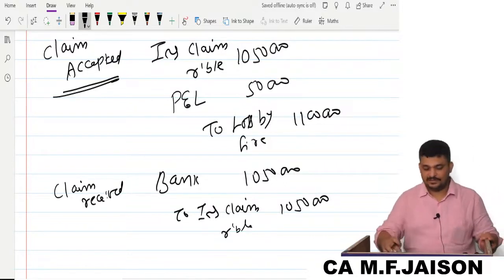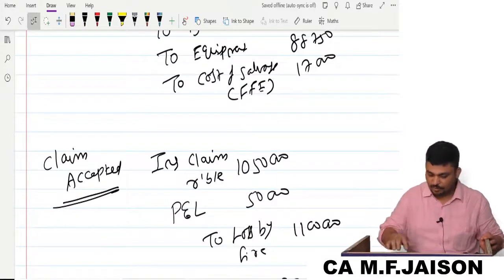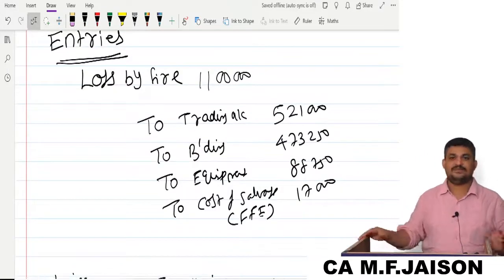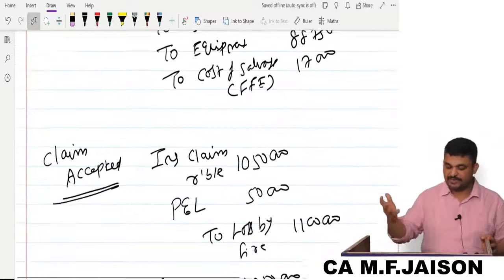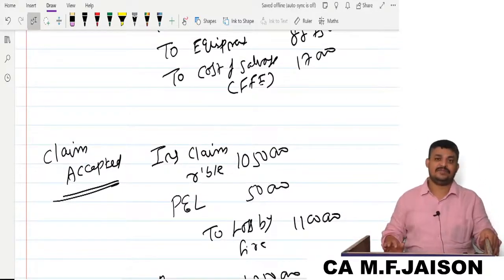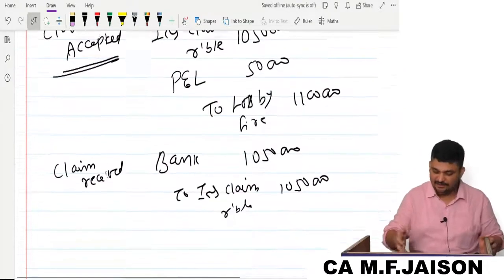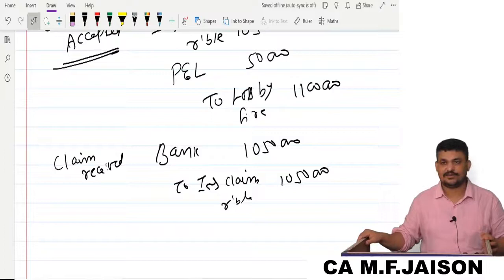This is how you should be making out the accounting entries. I hope you are following this. So total loss by fire is 11 lakhs, which you claimed with the insurance company, and the insurance company accepted 10 lakh 50,000. So the balance loss we were bearing and charged in our P&L, and we received that particular amount. This is how you should calculate.